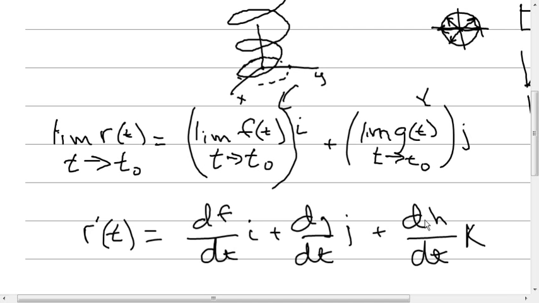It really makes some sense because the vector function is a composite, and when we want to integrate or differentiate or take a limit, we simply look at the parts separately to get our answer.